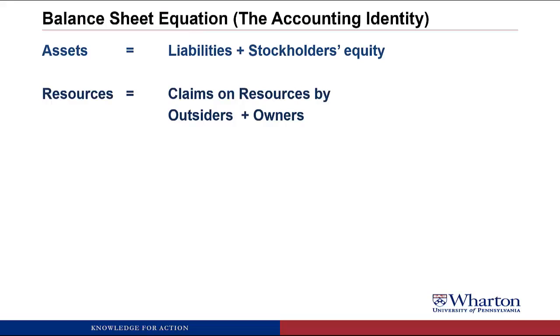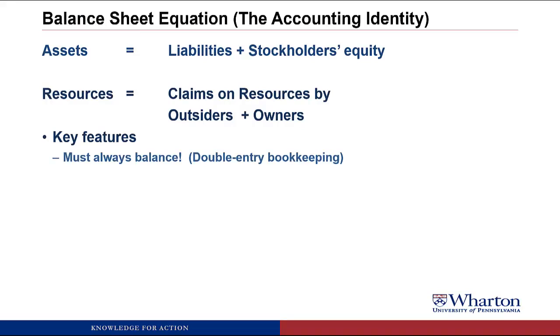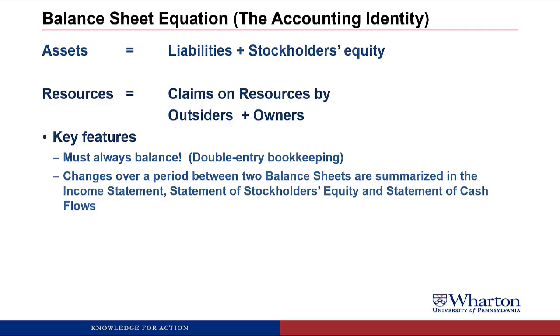The most important feature of the balance sheet equation is that it must always balance. And that's why we're going to talk about something called double entry bookkeeping. If you increase something on one side of the equation, you have to increase or decrease something else to stay in balance. So there has to be at least two entries anytime you tinker with the balance sheet equation. And as we'll see, the changes between two balance sheets are going to be summarized in the income statement, the statement of stockholders' equity, and the statement of cash flows.